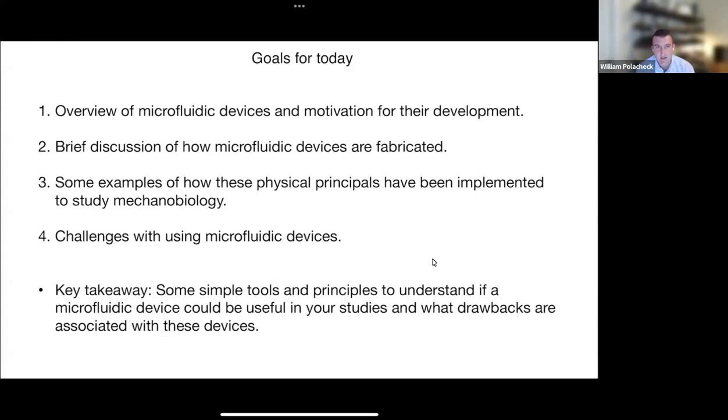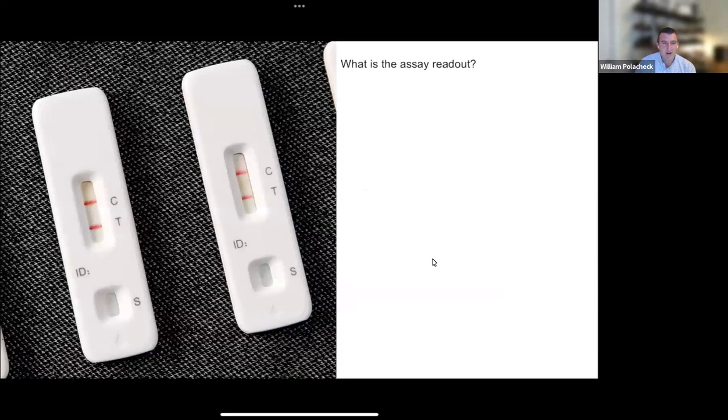So if there's anything in here you find interesting or advantageous for your own research, please don't hesitate to reach out to me. And we can talk about making devices, particularly if you're from a lab where microfabrication may not be a core technology. And I'll also go over some of the challenges with designing and using these devices for mechanobiology applications.